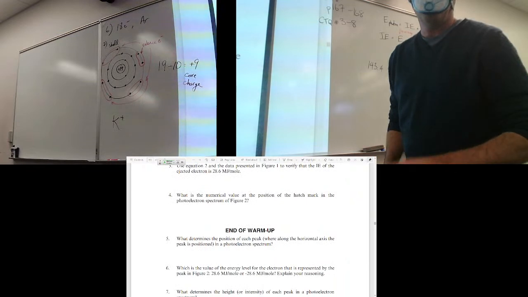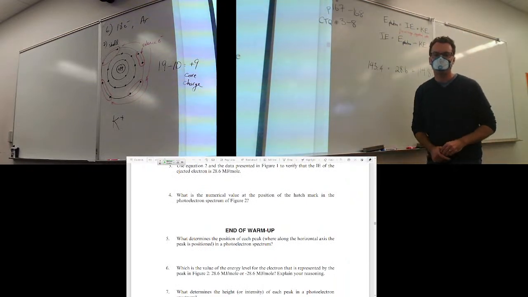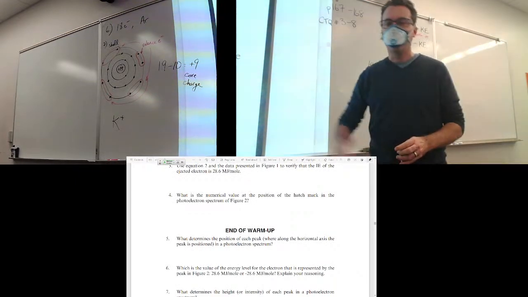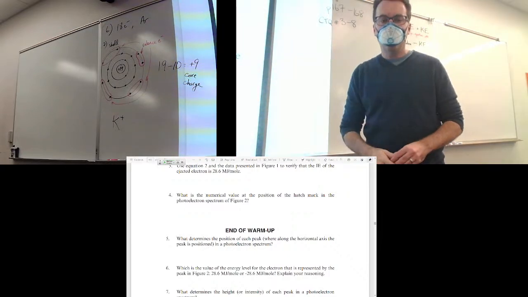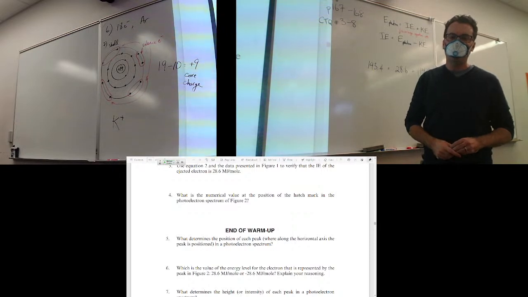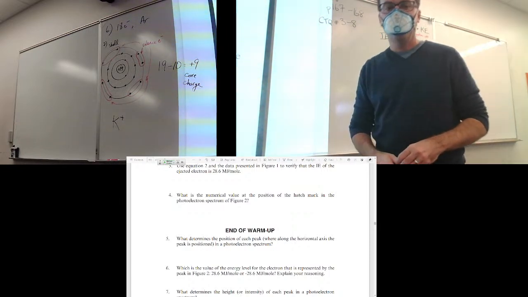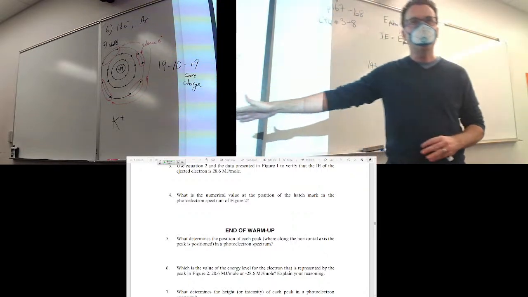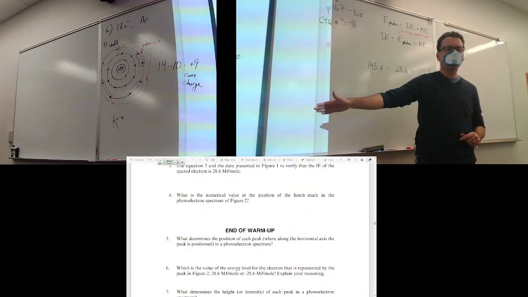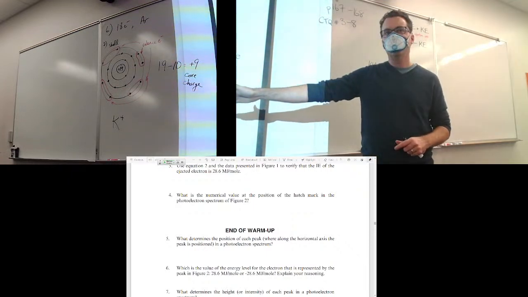Okay, so what determines the position of each peak? Where on the horizontal axis? It's going to be the ionization energy, which is the value of the energy level for the electron that is represented by that peak. So the energy level, the potential energy, what is going to be? Positive or negative?